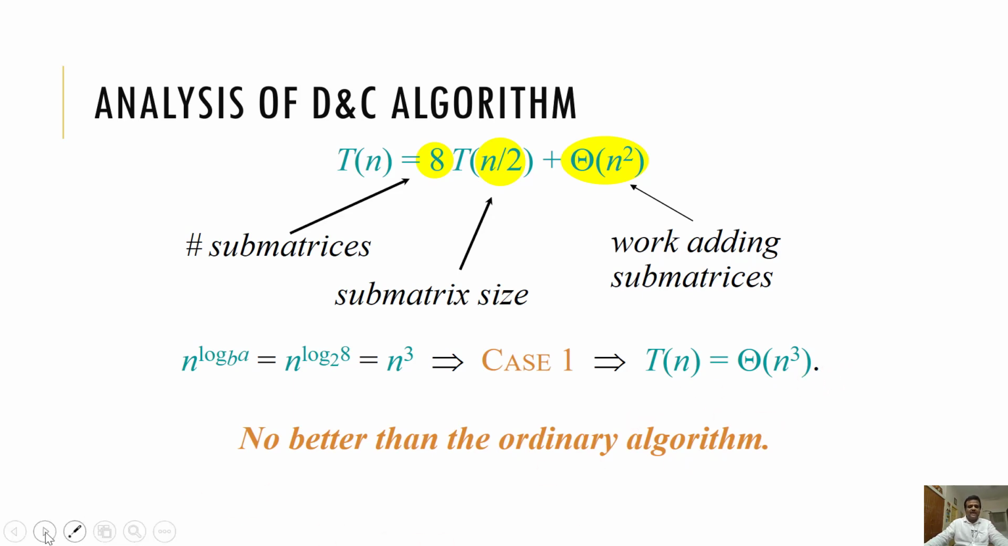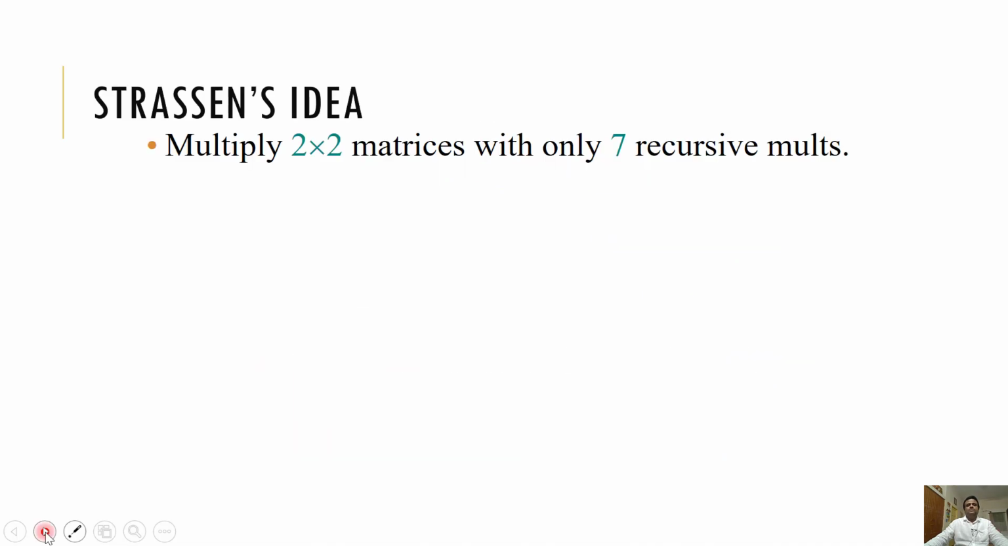The standard method was also giving n cube. So, then the idea of Strassen's came. Strassen's idea is to reduce the multiplications from 8 to 7. It was having 8 multiplications, so now the question is how we can reduce this to 7. That is the idea of Strassen.